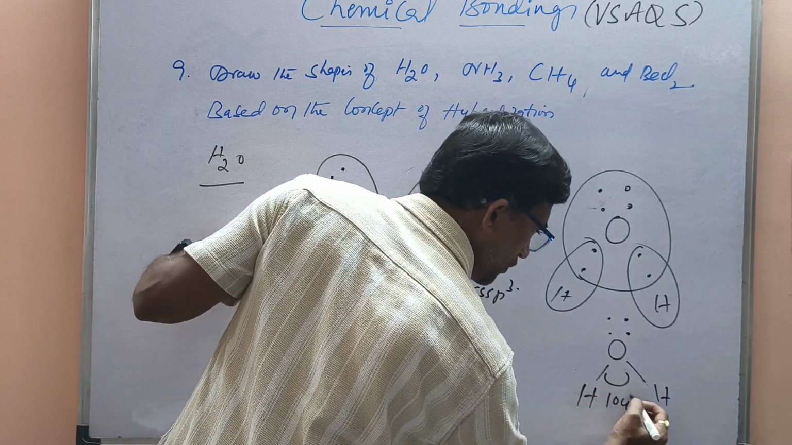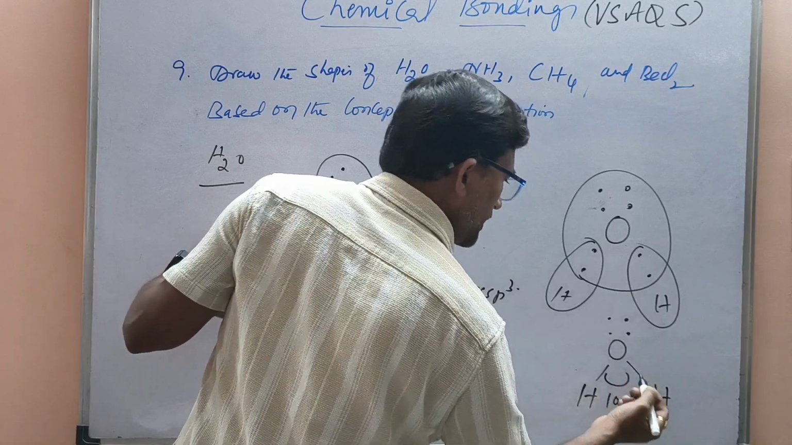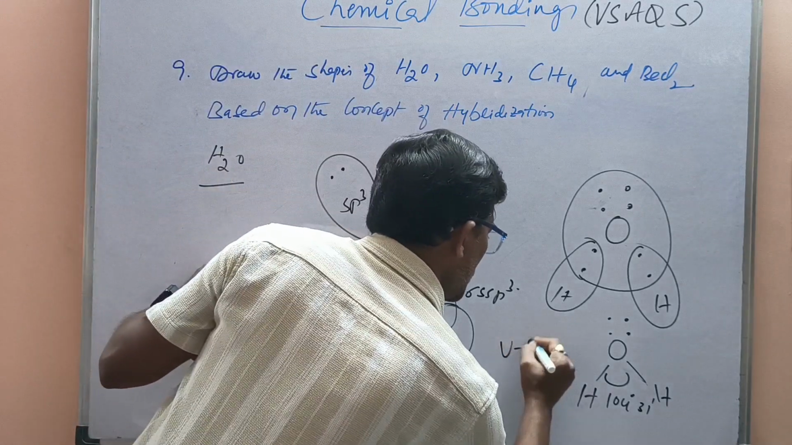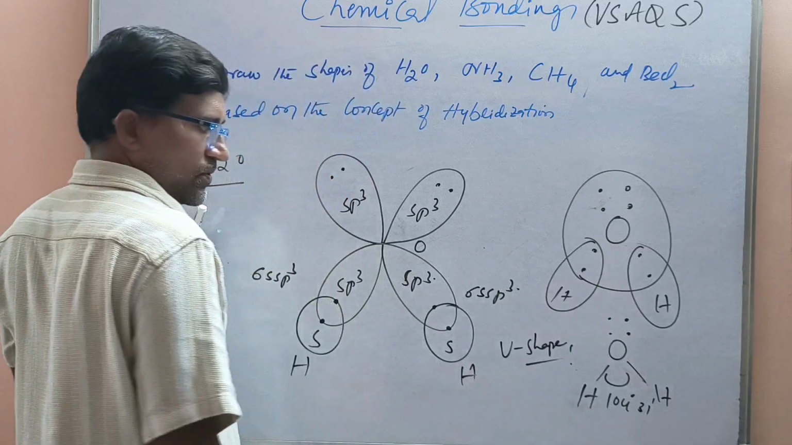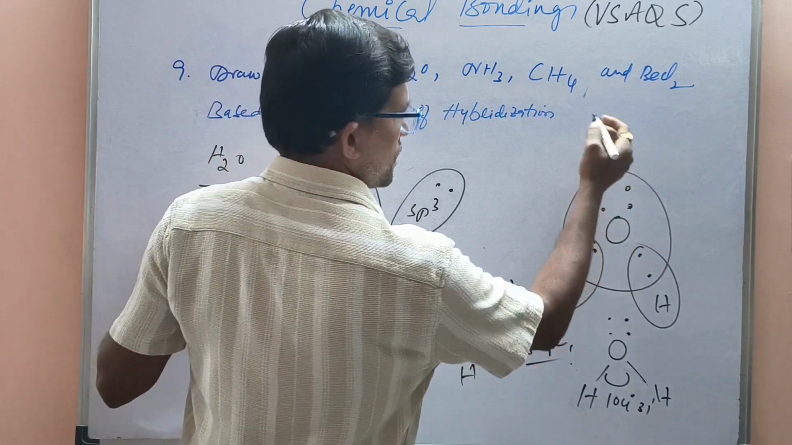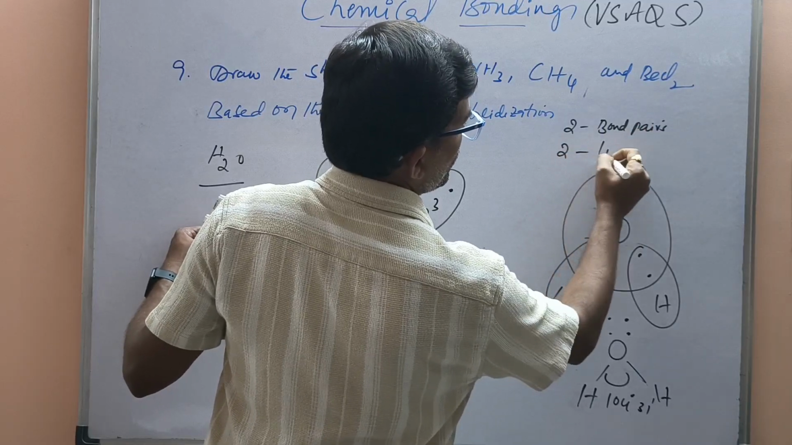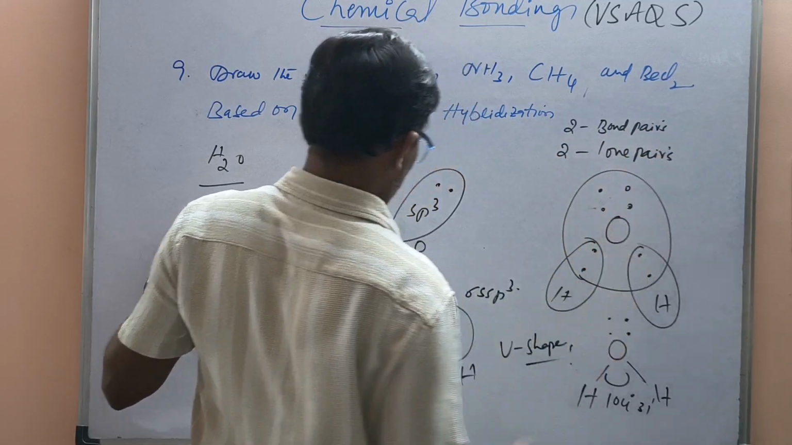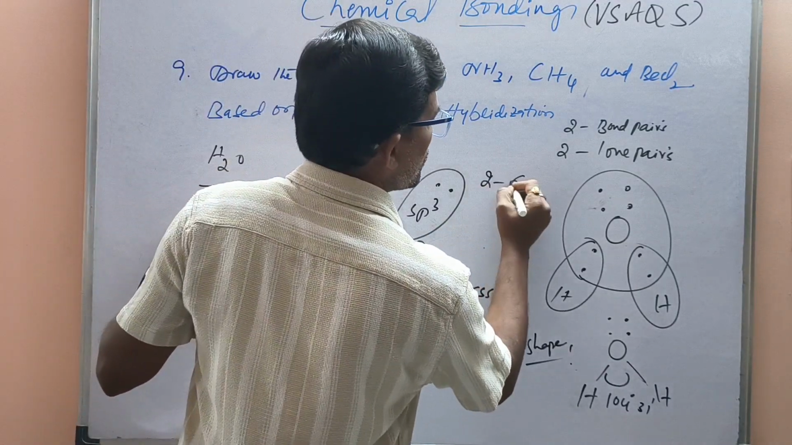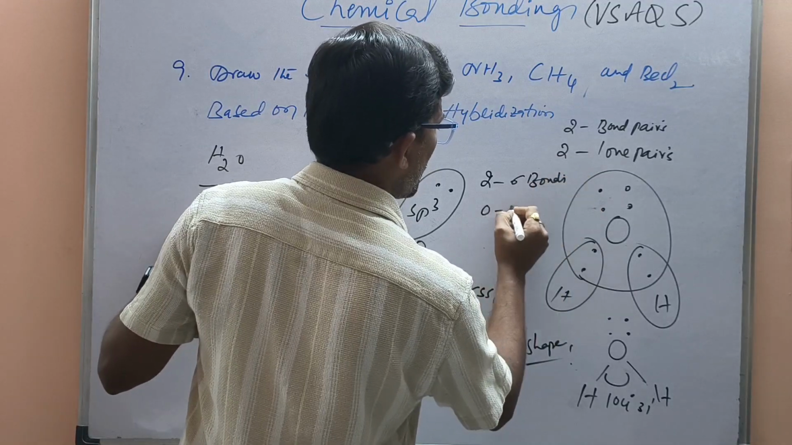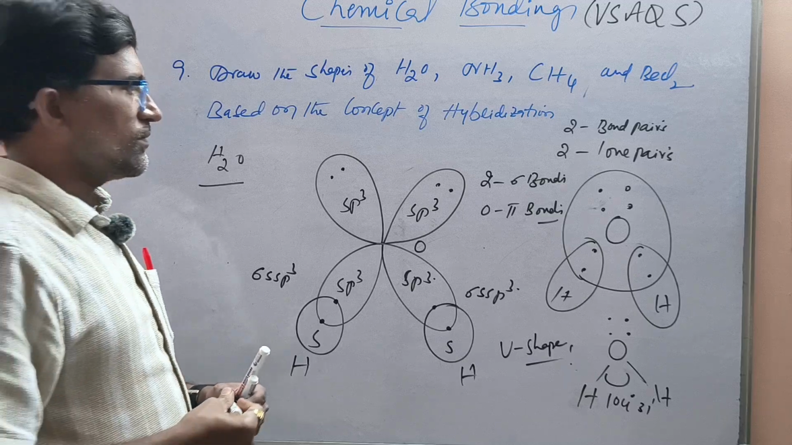Bond angle is 104 degrees 31 minutes, and shape is V shape. The number of bond pairs, 2 bond pairs, 2 lone pairs. Sigma is sp3, sigma is sp3. How many sigma bonds are there? 2 sigma bonds, 0 pi bonds. Shape is V shape. Bond angle is 104 degrees 31 minutes.